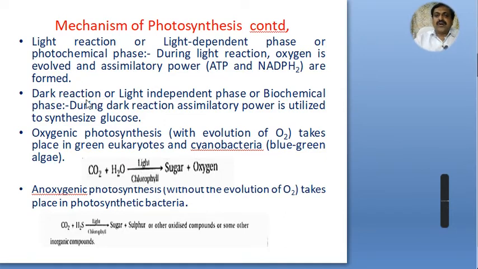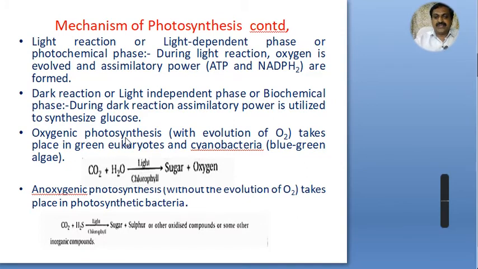Whereas, on the other hand, the dark reaction, otherwise called the light independent reaction, was first discovered by Blackman, hence it is also called Blackman's reaction. During Blackman's reaction, the assimilatory power formed during the light reaction, that is ATP and NADPH2, is utilized for the synthesis of glucose. That is why the dark reaction indirectly depends upon the light reaction, but is independent of light. That is to be noted.